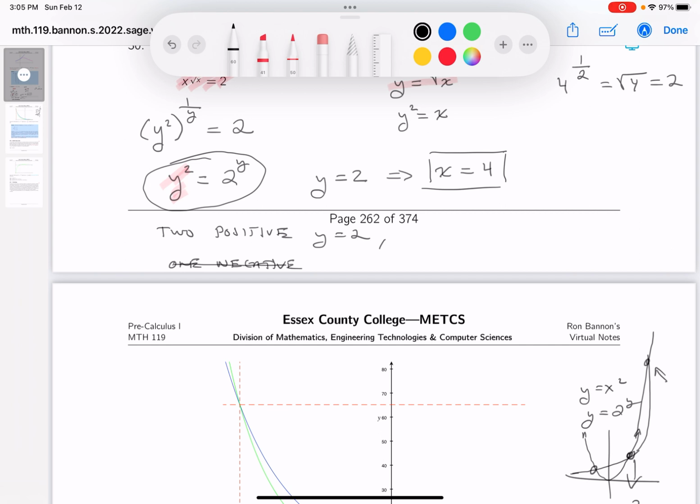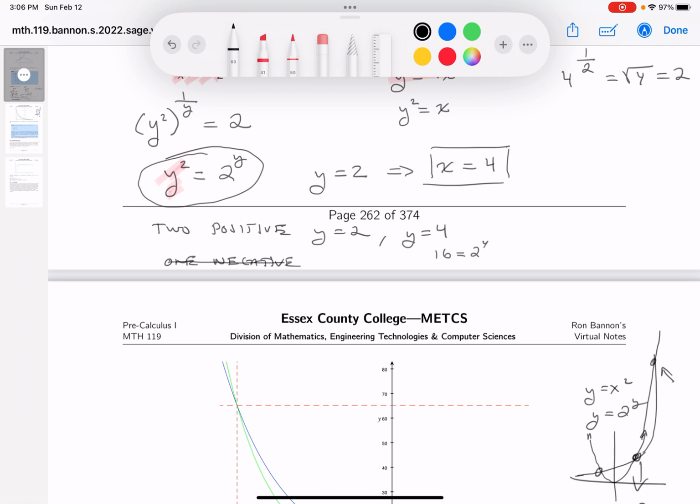Let me try 4. And if you tried 4, what would you get? You get 16 on the left, and you get 2 to the 4th. And what's that going to be? 2 times 4, that's 16. That worked beautifully. So if y is equal to 4, x would be equal to, and again, I want to point out what I mean by that, we're over here, x would equal 16. We got two solutions to the problem now.